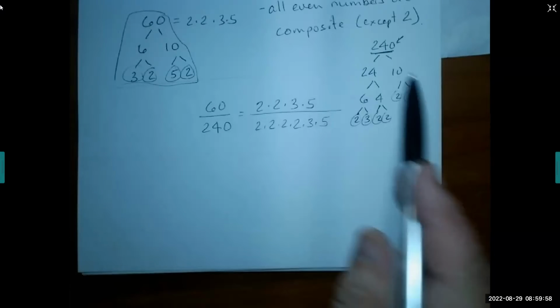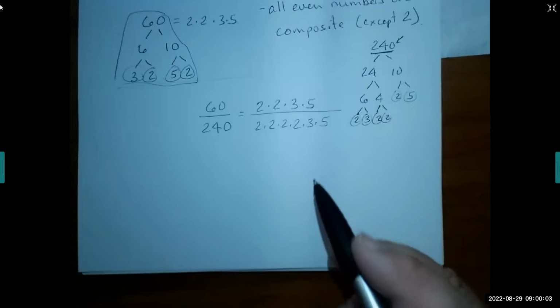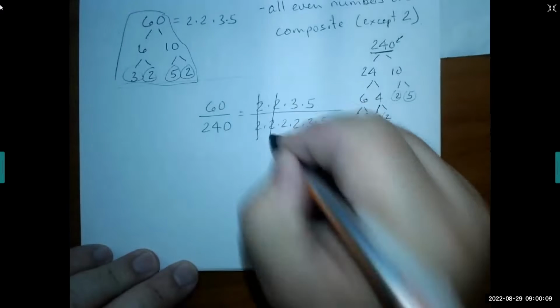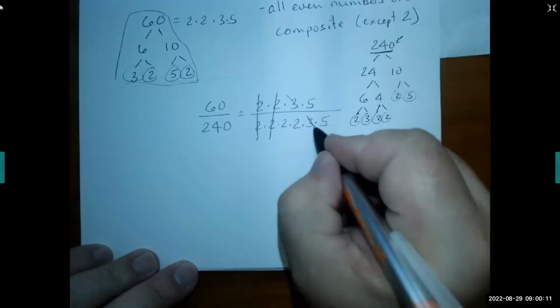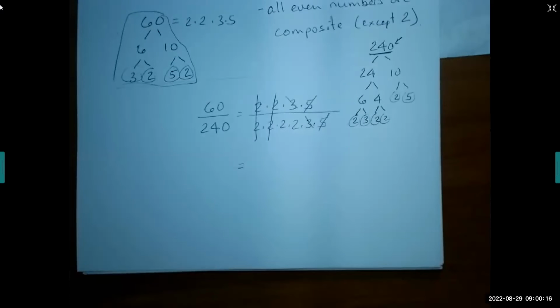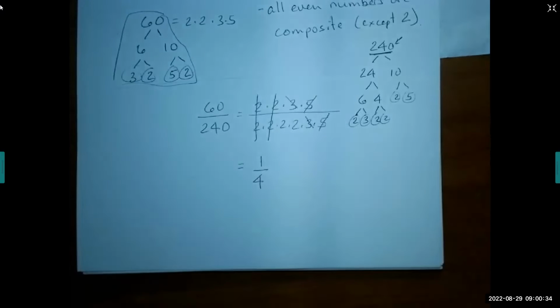So we broke down 60 and we broke down 240. Now what do we do? Eliminate, right? Because whatever's on top and bottom can cancel. This 3 and this 3, this 5 and this 5. So our final answer is 1/4.